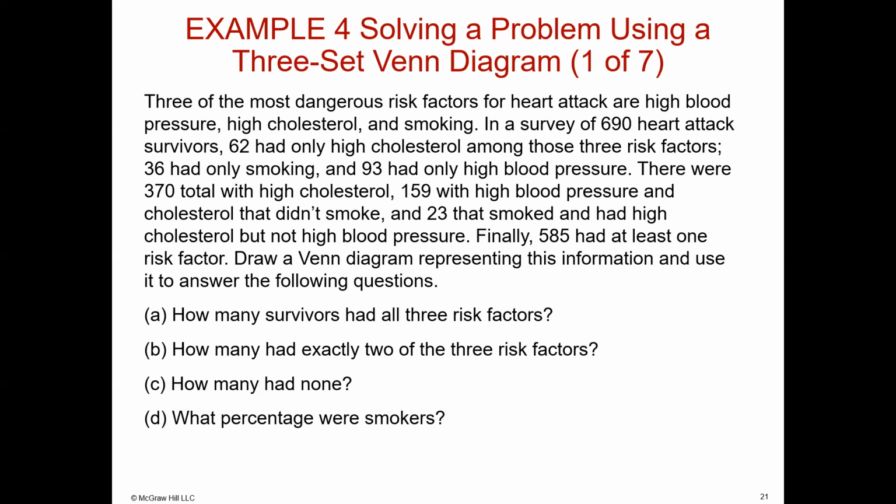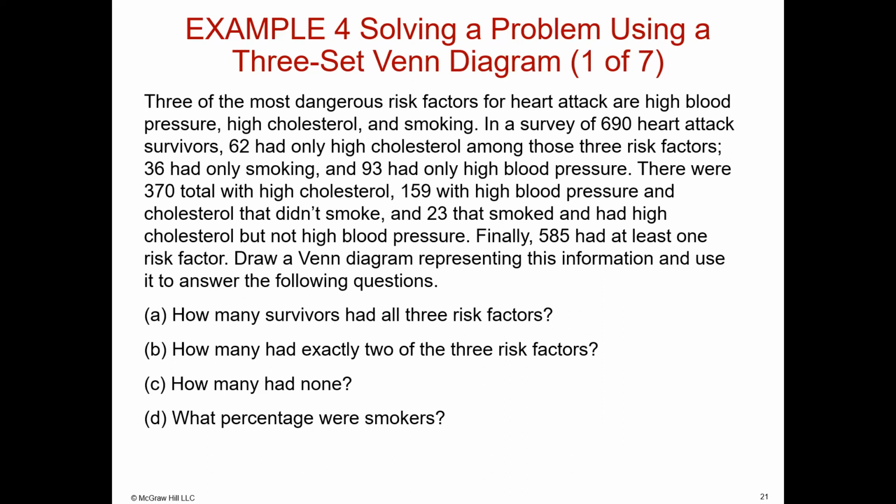There were 370 total with high cholesterol, 159 with high blood pressure and cholesterol that didn't smoke, and 23 that smoked and had high cholesterol, but not high blood pressure. Finally, 585 had at least one risk factor. Draw a Venn diagram representing this information and use it to answer the following questions.